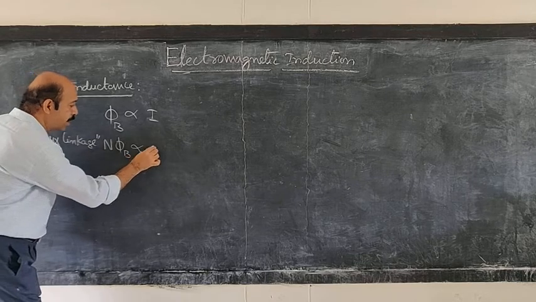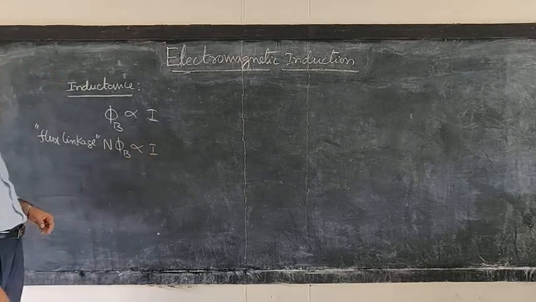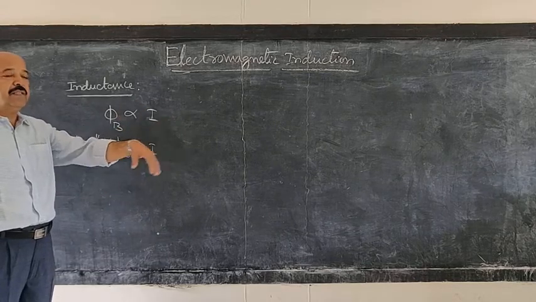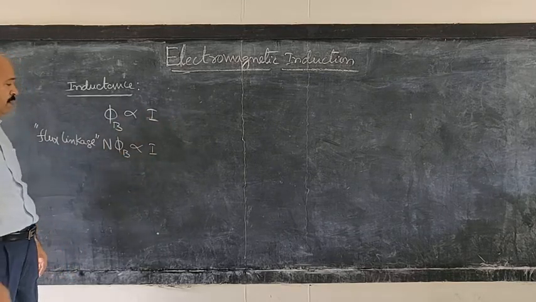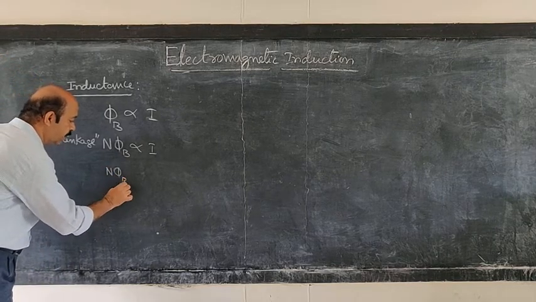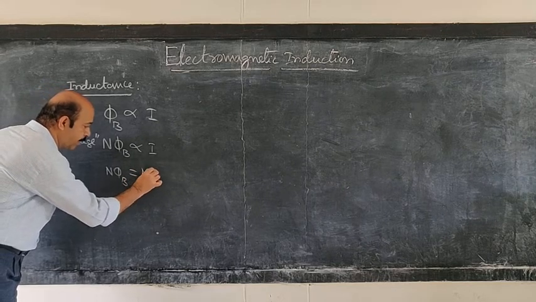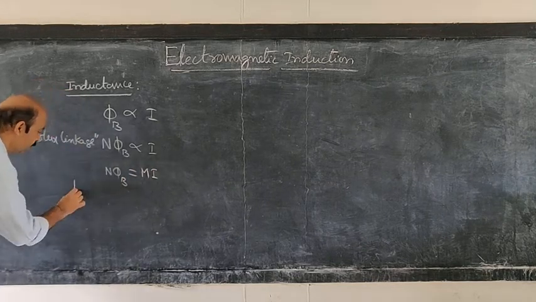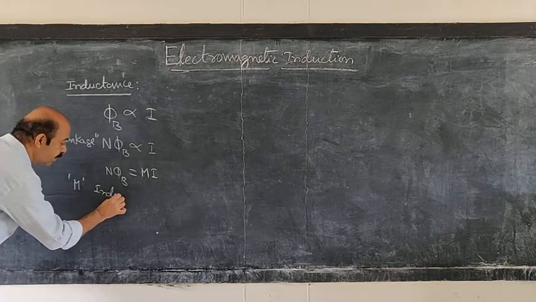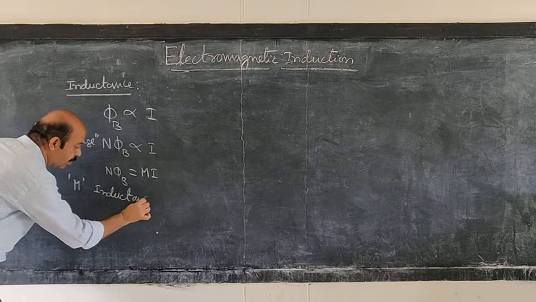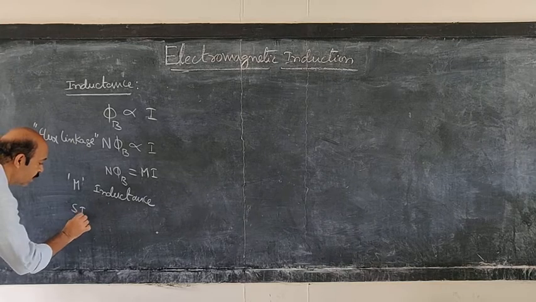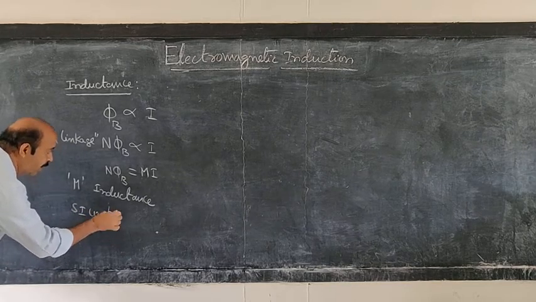And this is proportional to the current that is changing in the coil itself or the current that is changing in the nearby coil. So this proportionality constant, we may write something like M times I. This M, that is the proportionality constant, is called inductance.